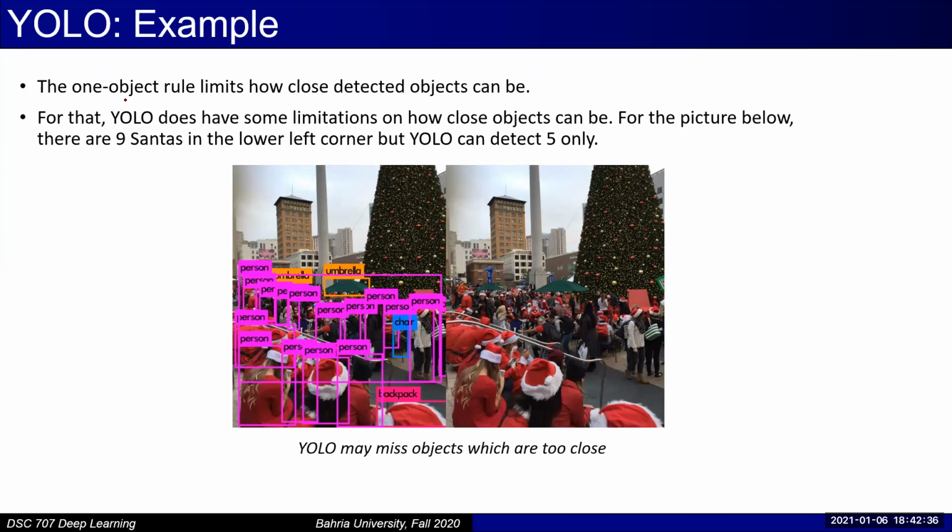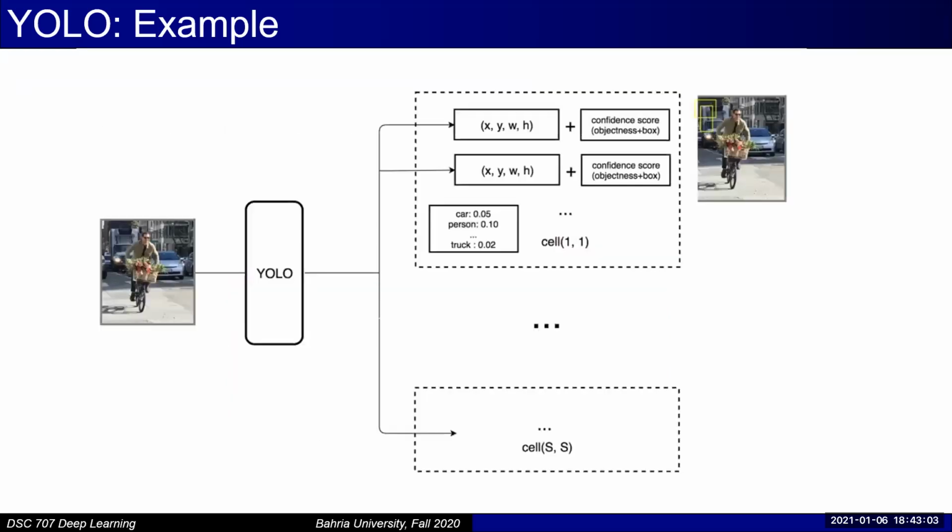So this is an application of YOLO to an image where you see these persons are standing very close to one another. When YOLO was applied, they analyzed that in the corner there are actually 9 Santa Clauses, but YOLO was able to detect only 5, right? What was the reason? The reason was that they were very close. So maybe multiple individuals were falling in the same grid cell, so only one of those was detected, right?